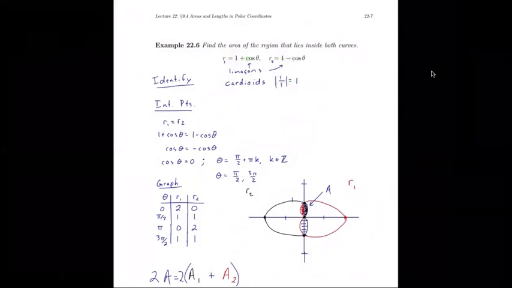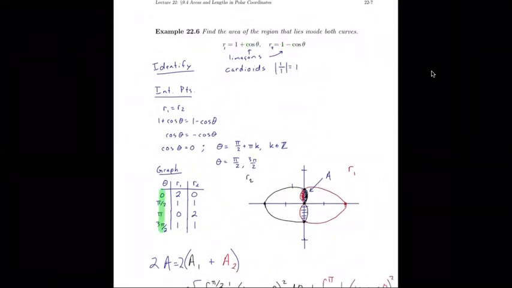Once again, it might be a good idea to try to graph these, but before we do so, where do they intersect? Set them equal to each other. First curve equals second curve. Subtract 1 from both sides, we get cosine theta equals negative cosine theta. Then add cosine theta to both sides, so we have 2 cosine theta equals 0. That just means cosine theta equals 0.